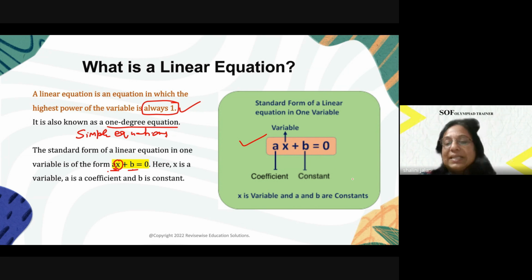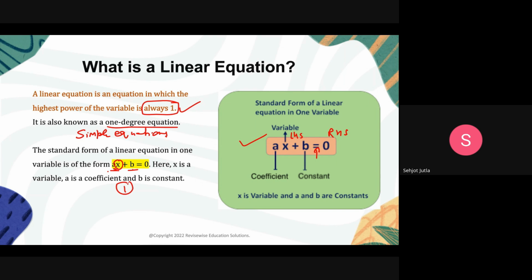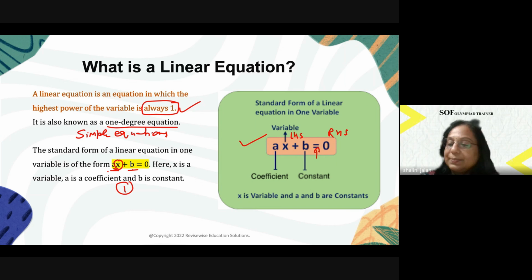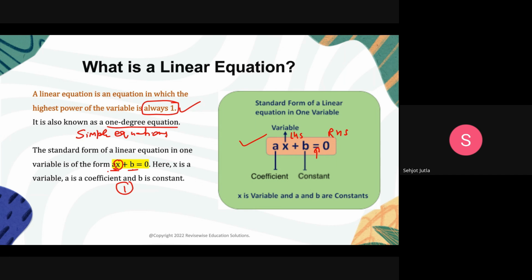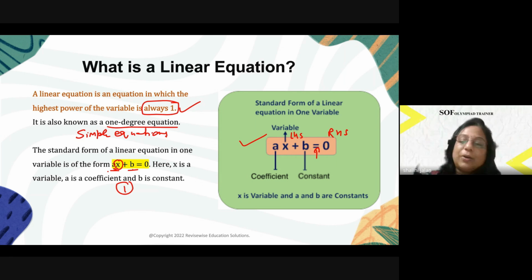All right. So this is a linear equation. Remember, it's an equation. That means we have an equal to sign. For this equal to sign, we have LHS, we have RHS, right? Then what additionally we have? The maximum exponent of the variable used in this equation will be 1. Excuse me, ma'am. Yes. I didn't understand what are linear equations. Linear equations you are not understanding.